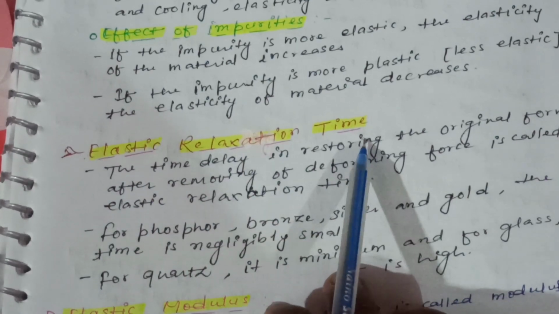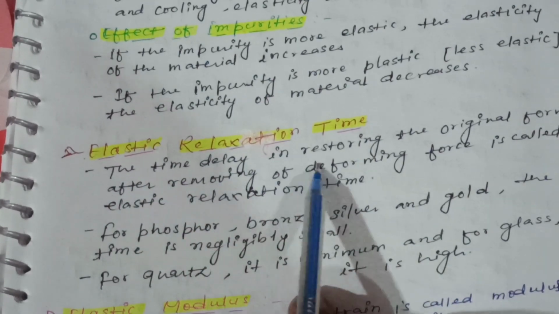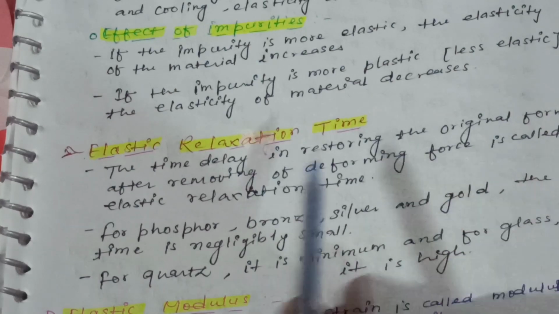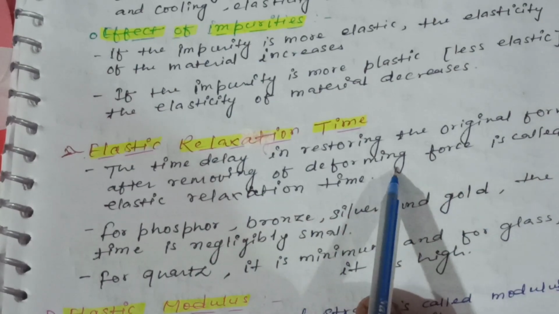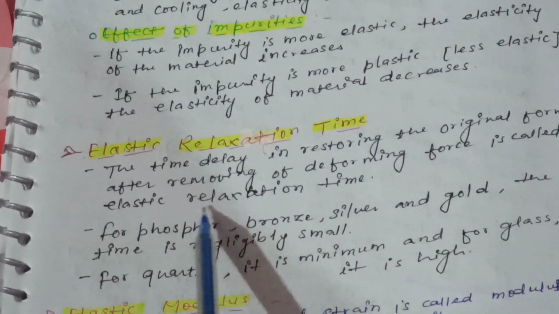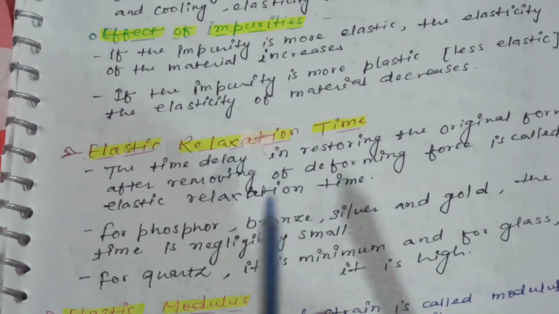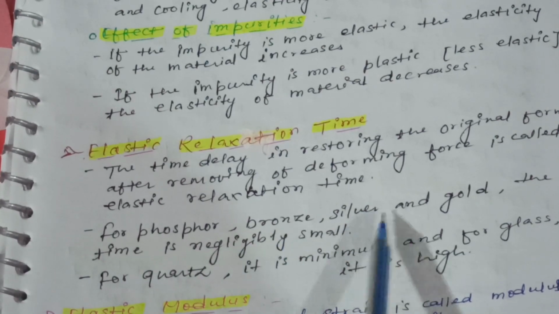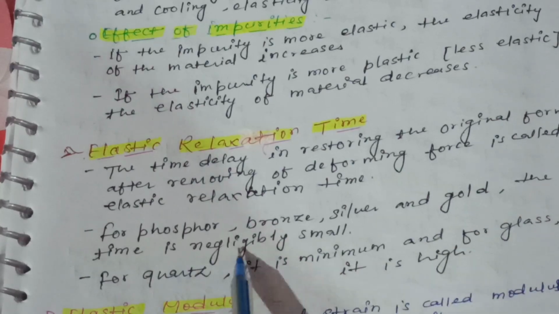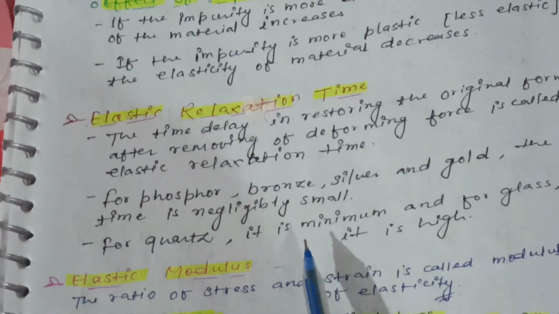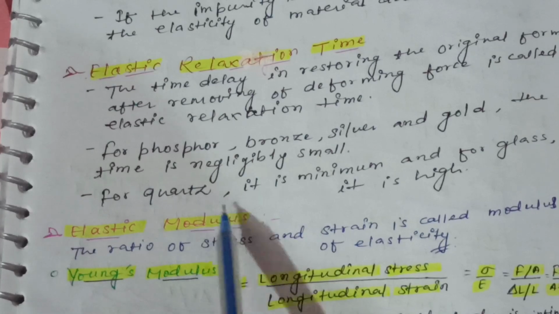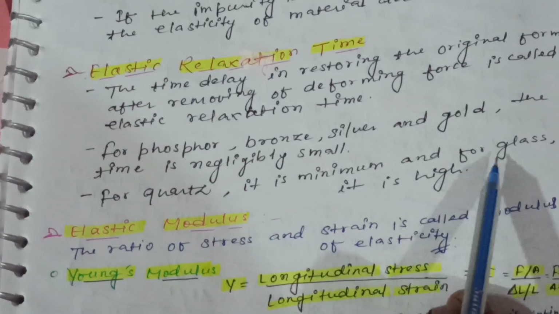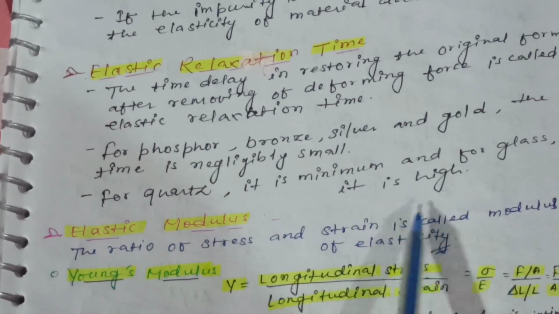Elastic relaxation time. The time delay in restoring the original form after removing the deforming force is called elastic relaxation time. For phosphor bronze, silver and gold, the time is negligible or small. For quartz it is minimum and for glass it is high.